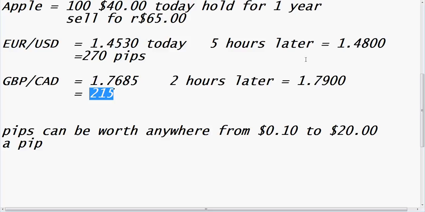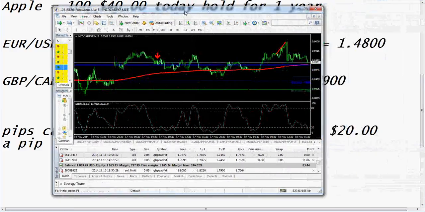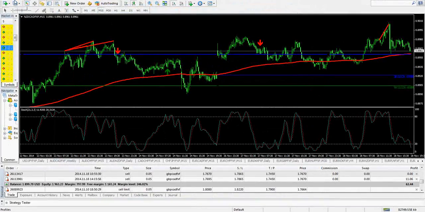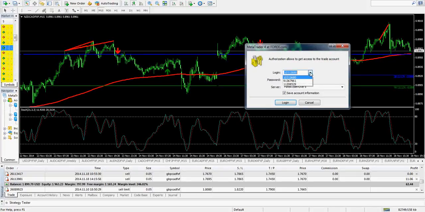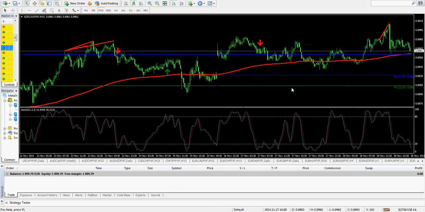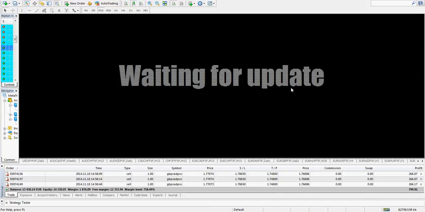So let me give you all an idea of what MetaTrader 4 looks like. Okay, people, this here is what MetaTrader 4 looks like. Alright, I'll take you all to one of my demo accounts.